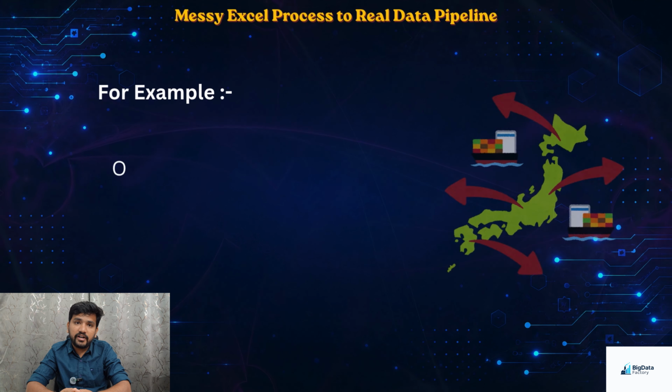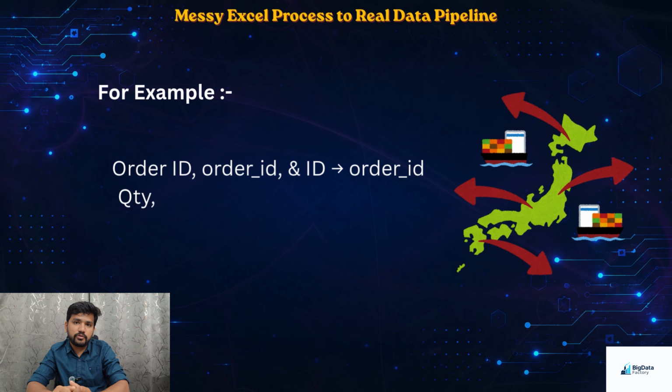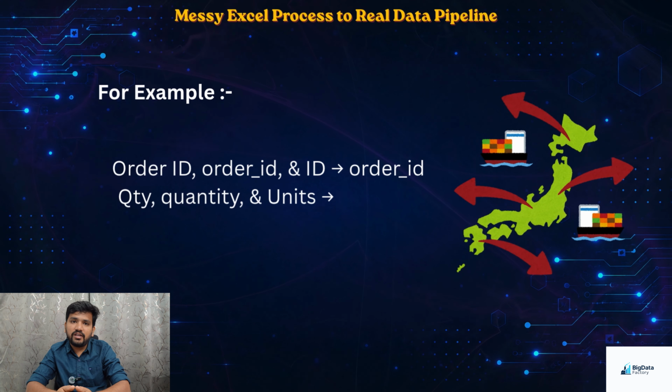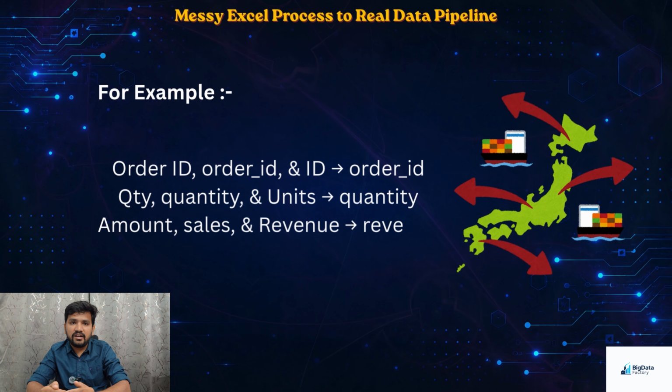So we need a column mapping layer. For example, order ID, order_ID, and ID all become order_id. QTY, quantity, and units all become quantity. Amount, sales, and revenue all become revenue. This mapping turns messy business language into a standard data model.